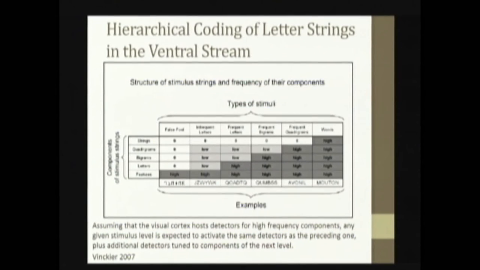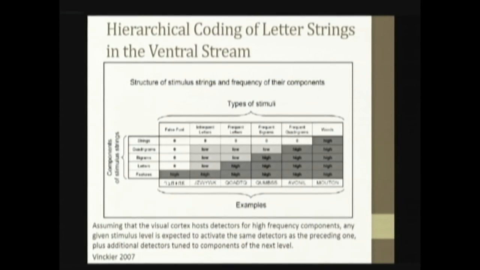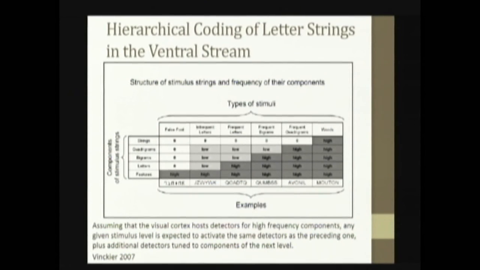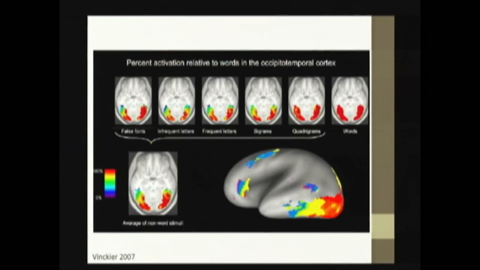And so these are just letters that don't usually come together. In this situation, you've got some letters that are a bit frequent, and these are a bit more frequent bigrams. If you assume that the visual cortex hosts detectors for high-frequency components, any given stimulus is expected to activate the same detectors as the preceding one, plus additional detectors tuned at the next level. So the detectors for this should be able to detect everything here, whereas the detector for this component will detect this and whatever's beneath. Again, similar regions were showing activity, even for the false fonts and the infrequent letters.